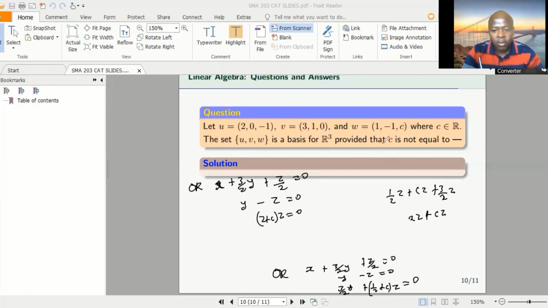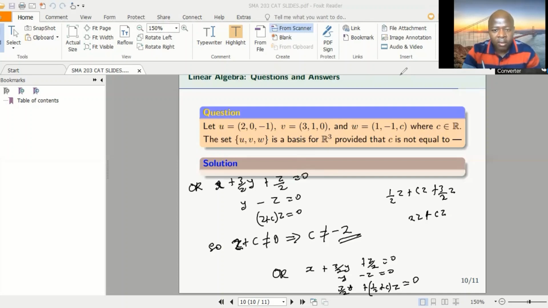So the question is, what should c not be equal to? Now, for this to be linearly independent, what we want is that this part should not be equal to 0. The part 2 plus c should not be equal to 0. Or that is, c should not be equal to negative 2. So if c is not equal to negative 2, then these vectors will be linearly independent, and therefore they form a basis. That is what the question wanted us to do.